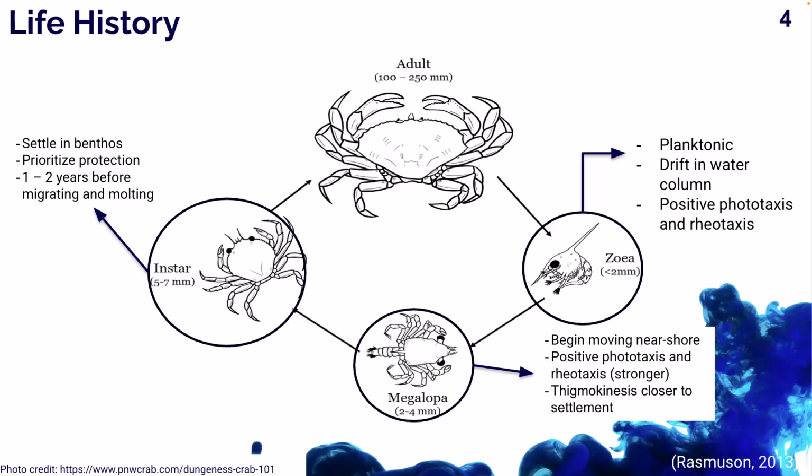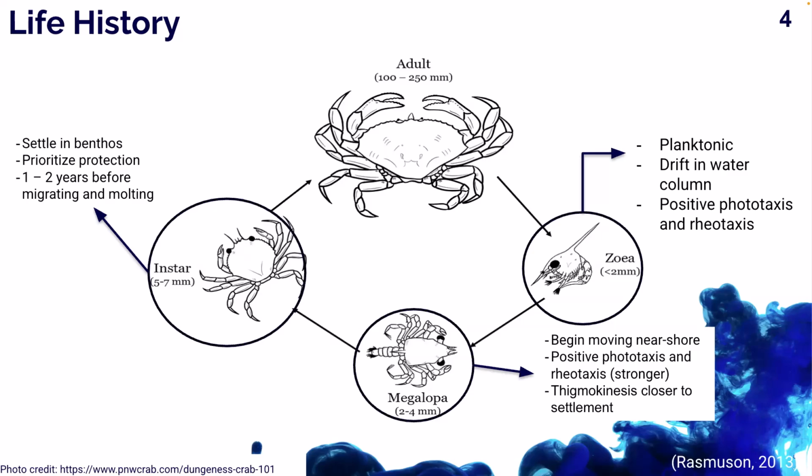They then become megalopae, which is where we begin to see them move close towards that nearshore environment and estuary environments so that they can begin to settle, and that positive phototaxis and rheotaxis becomes much stronger. And because they're going towards that settlement, they begin to also exhibit thigmokinesis, which is when they begin to cling to objects while they are swimming. Also, this life stage is where we begin to see recruitment into the fishable population. However, we do not fully, at this point in time, understand how this recruitment affects the adult populations.